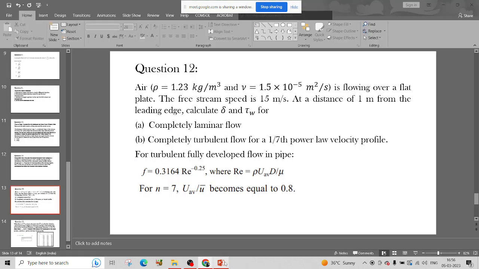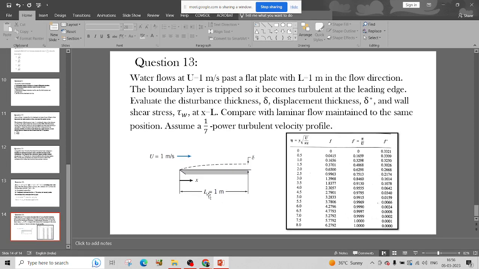Now let us proceed to question number 13. Water flows at a free stream velocity of 1 meter per second, passing over a flat plate with L equal to 1 meter in the flow direction. The boundary layer is tripped, so it becomes turbulent at the leading edge. Evaluate the boundary layer thickness delta, displacement thickness delta star, and wall shear stress tau W at x equal to L. Compare with laminar flow maintained to the same position, and assume a 1/7 power law turbulent velocity profile.